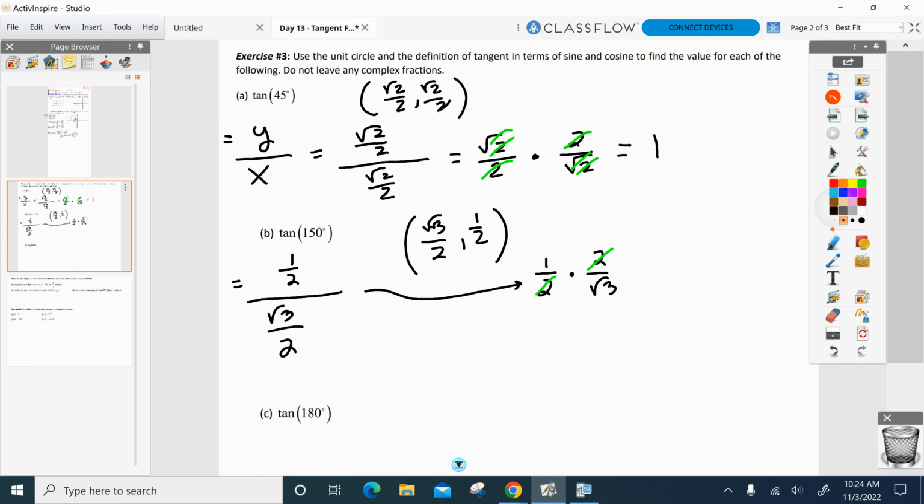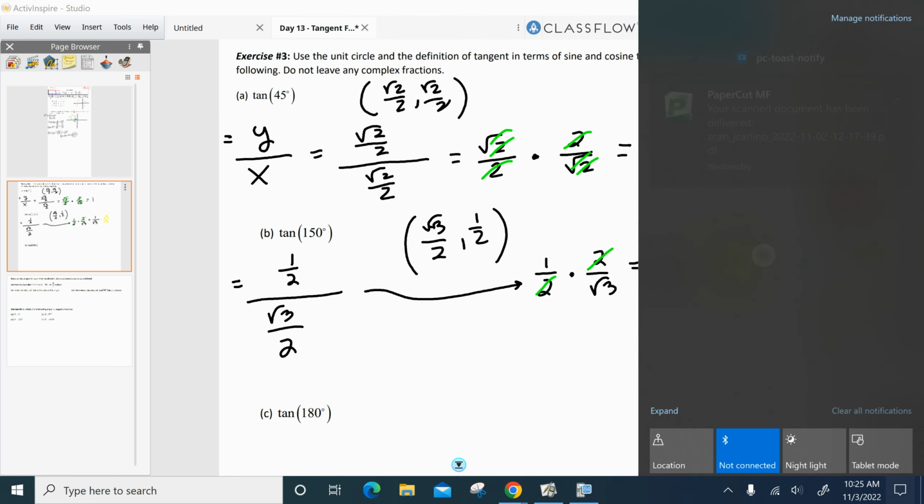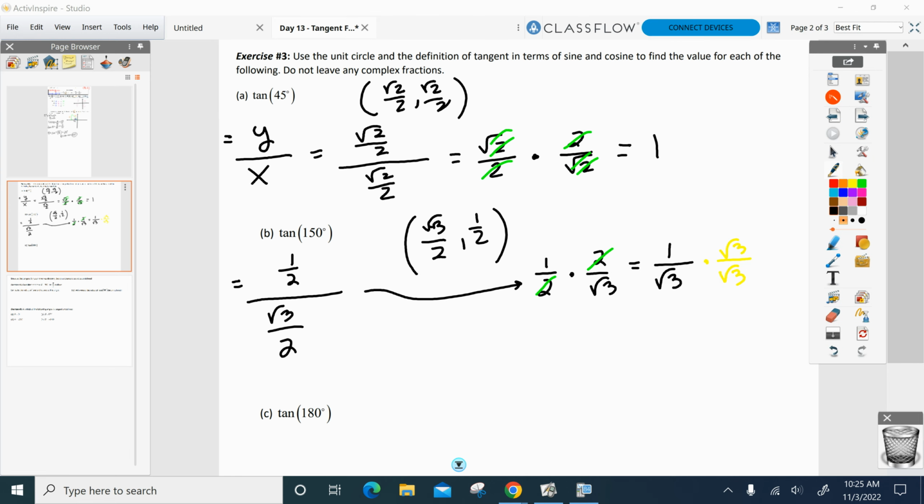Speaking of that, what's left on top? 1 over radical 3. That's a problem, right? No self-respect. We fix it by multiplying by radical 3 over radical 3. So what do I end up with here? 1 times radical 3 over 3. Radical 3 over 3.